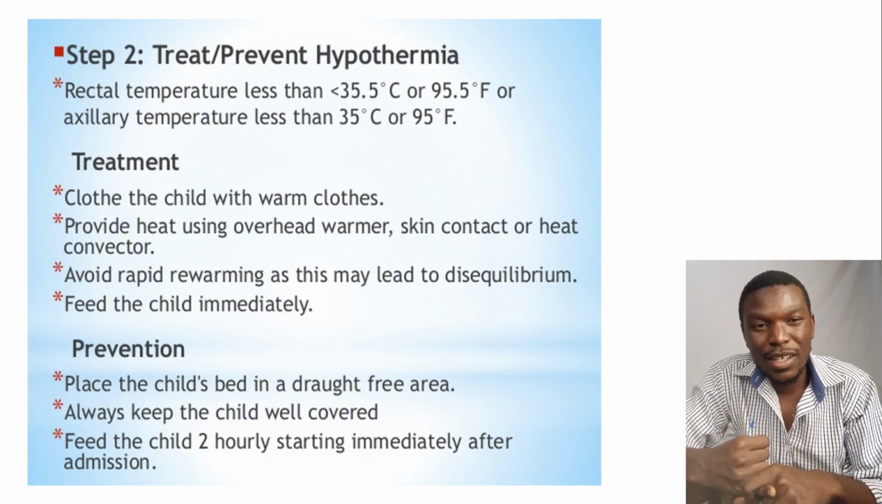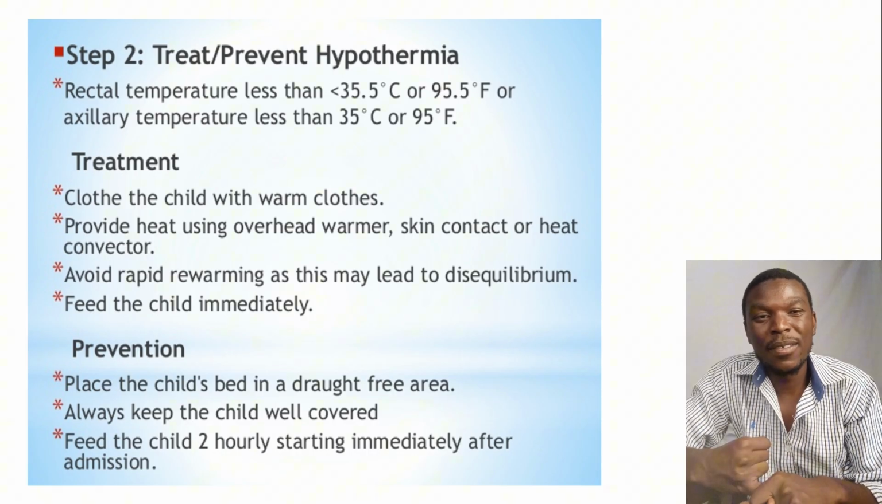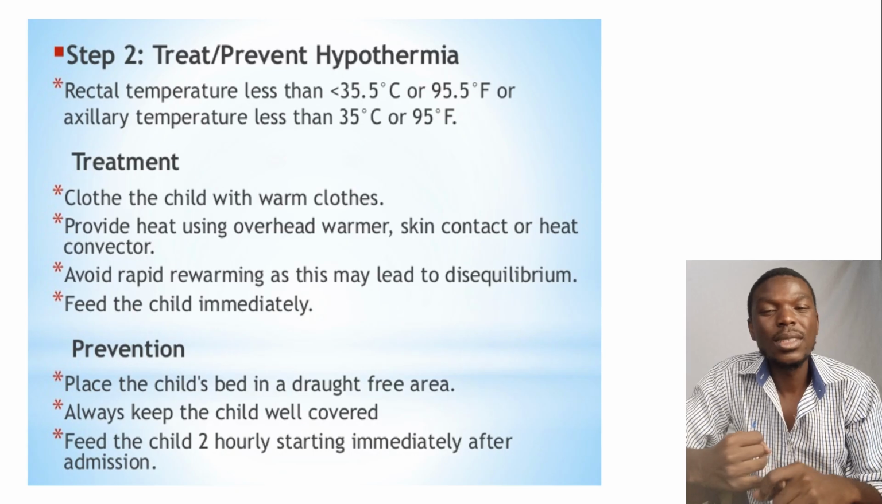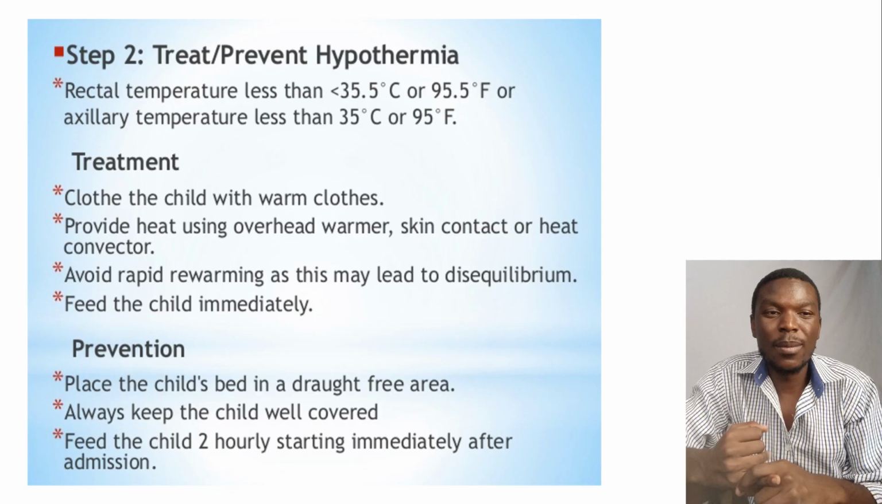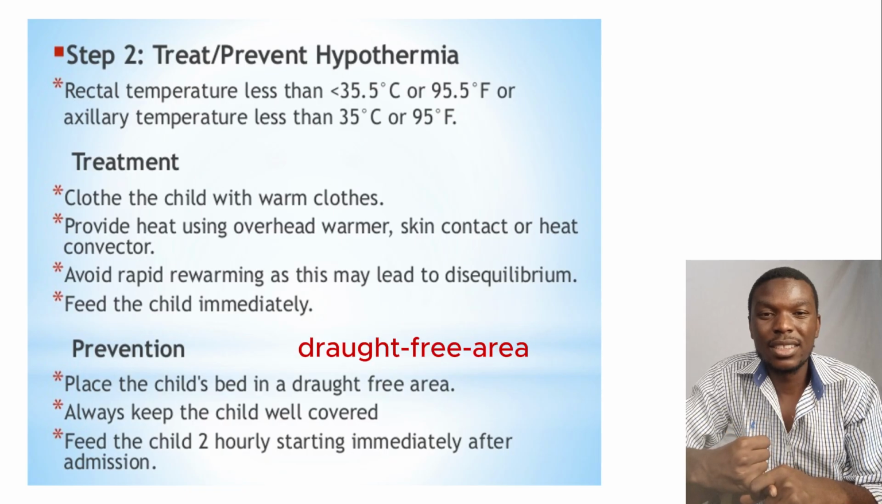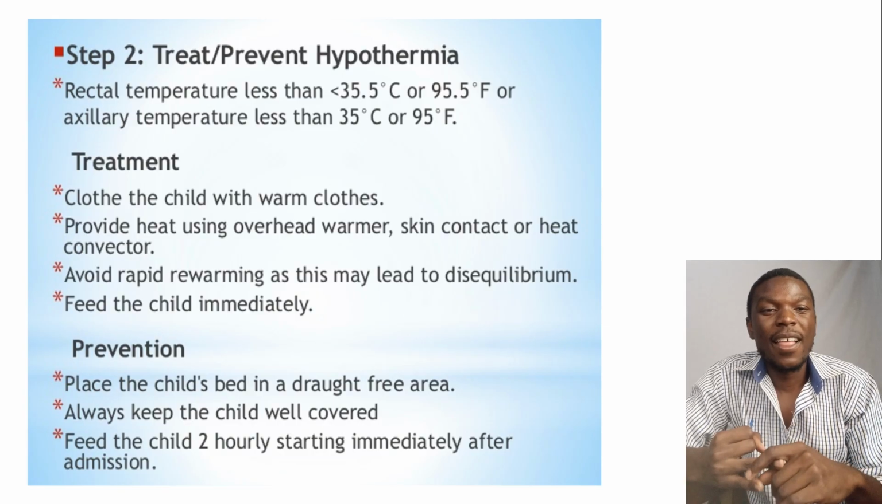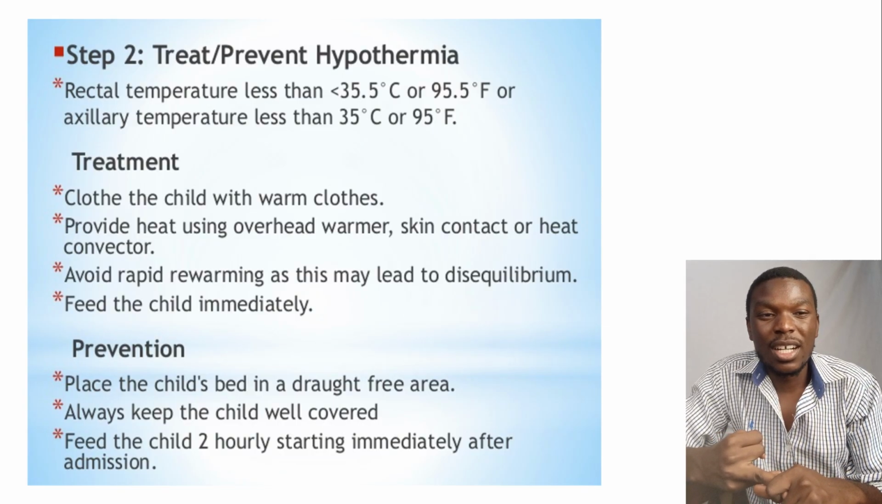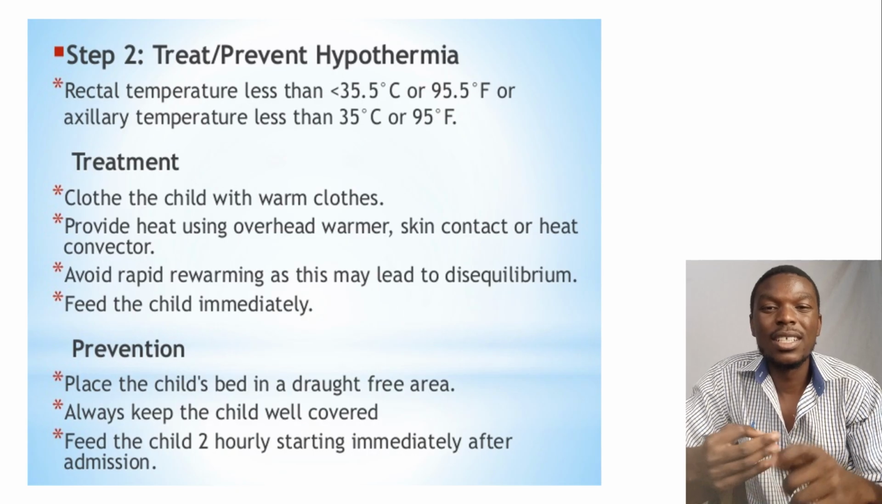Then always we feed immediately. So feeding just has to be one of the first things that you do. Then on prevention, we're going to put these beds away from drought areas. So where there's an open window, we close the window, or we put the baby where the windows are closed. Then always keep the child covered. Then as usual, feed the child every 2 hours, day and night.